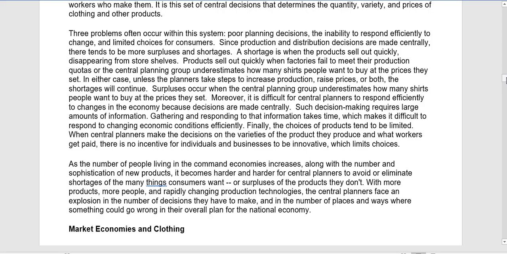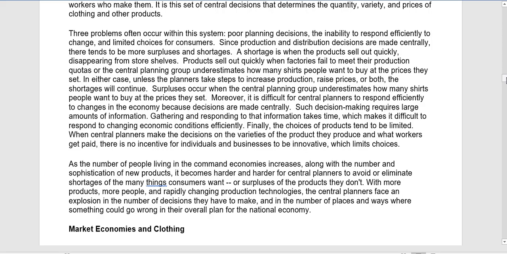Finally, the choices of products tend to be limited. When central planners make the decisions on the varieties of product they produce and what workers get paid, there is no incentive for individuals and businesses to be innovative, which limits choices. So, again, we see here when the government is controlling what is going to be produced, how it's going to be produced, who has access to it, there really is no room for companies or factories to create new technologies or be innovative or create new ideas here.